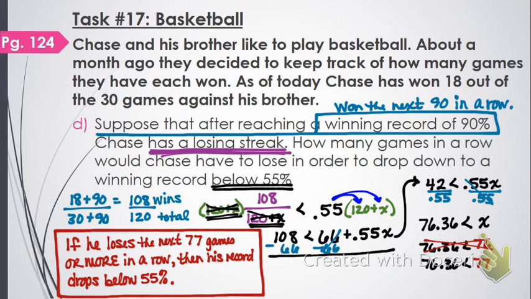How could I check that? Yes, I can take 77 and put it in here for X. So I would do 108 divided by 120 plus 77. What's 120 plus 77? 197. What do I get if I divide those? 0.54 something. It's smaller than 0.55. So far, so good?